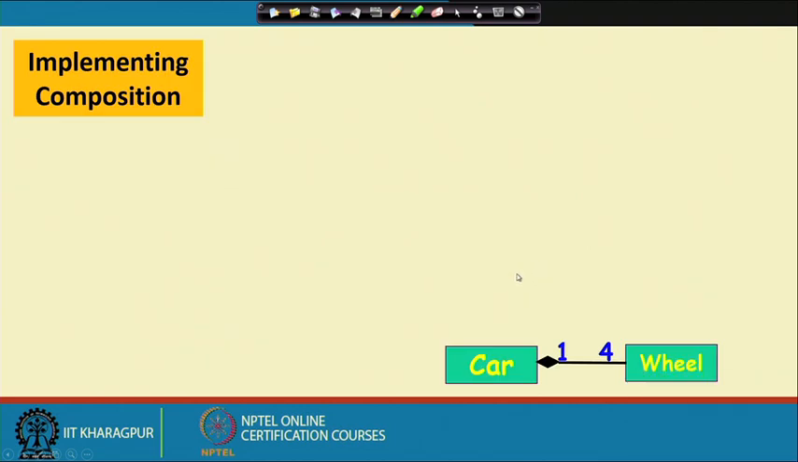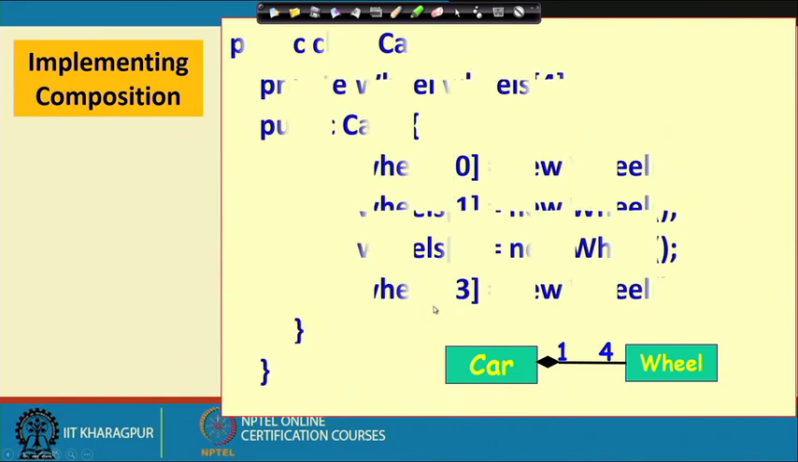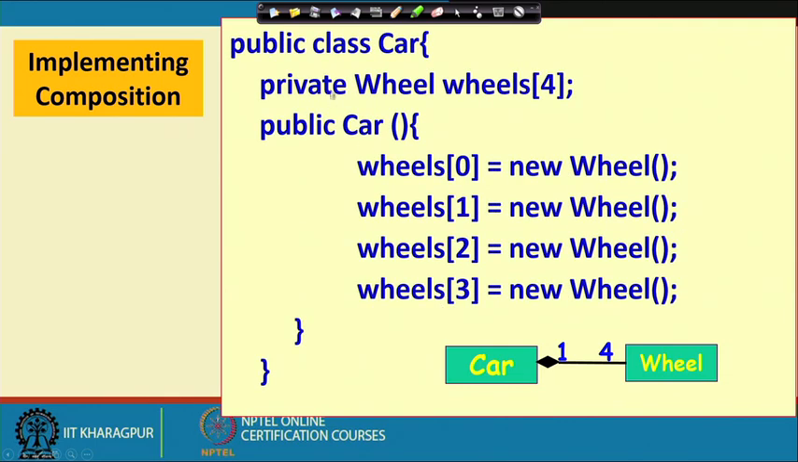But how is the composition relationship implemented? Let us say a car contains 4 wheels. When the car is created, the 4 wheels must be created. So, you can have a public class Car, it has 4 wheels, and in the constructor of the car, we can create 4 wheels. So, when the car is created, the 4 wheels are created, and we cannot have a car with 3 wheels. As long as the car exists, the wheels exist, and when the car is destroyed, the wheels get destroyed.